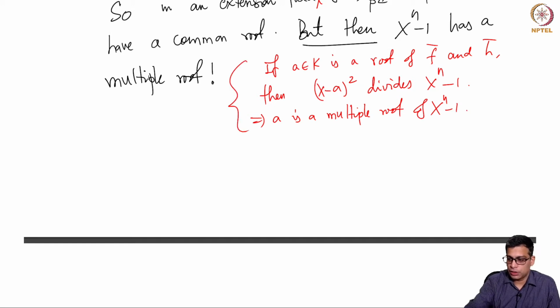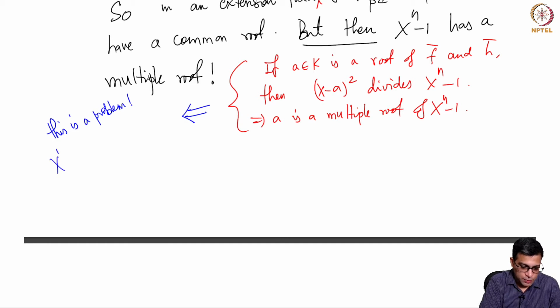But that's a problem, because why is this a problem? x^n minus 1 has distinct roots.